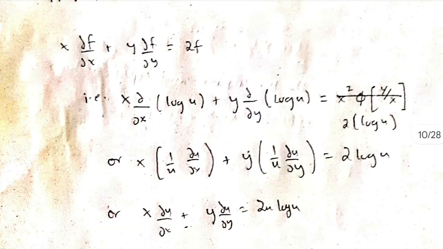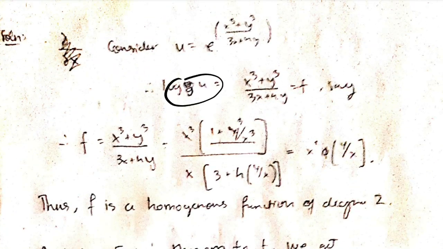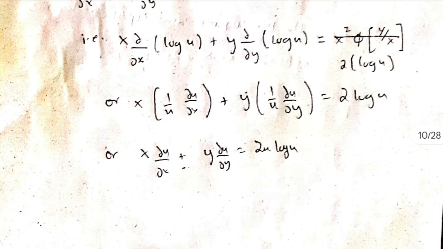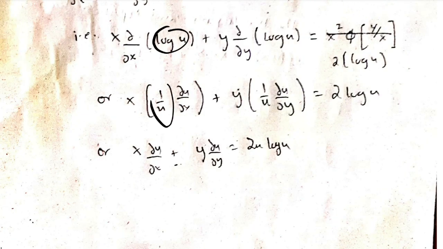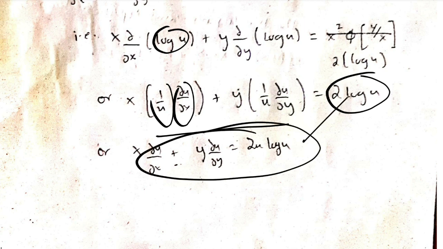Okay. So how we'll do that is, what is f? F is taken as this one, log u. So we'll just differentiate log u with respect to x, and here also log u with respect to y. Differentiating log u, we will get 1 by u into del u by del x, and the same thing goes for y as well, and it's equal to 2 log u. So rearranging it, we'll get this form. This is what we have to prove in the question given, right? So that's the final answer.